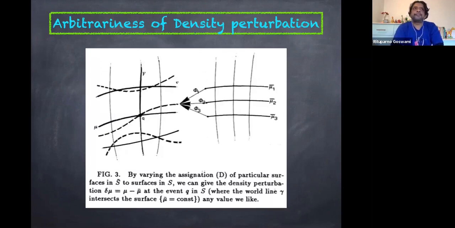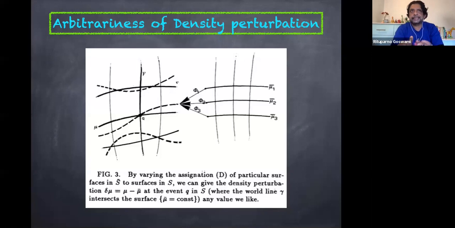Now I'll give you a very fun example of a very funny gauge, just to show how we can use this mapping freedom to make things quite arbitrary. Let Q be a point in the realistic universe, and gamma is the world line passing through Q.